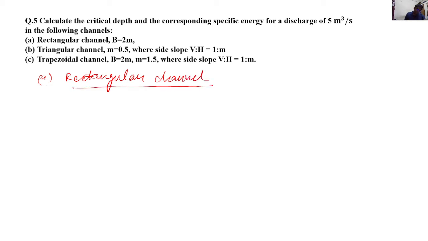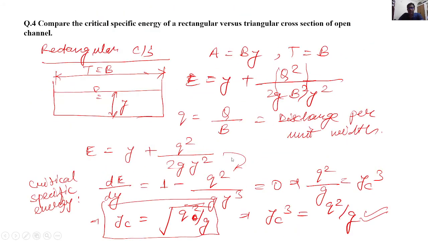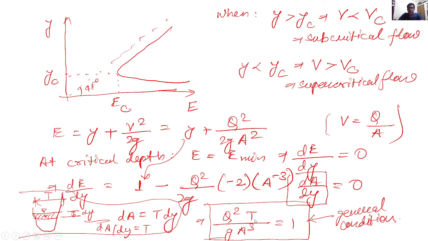What happens for a rectangular channel? We first take the discharge per unit width, that is the small q, which is 5 meter cube per second in this question, divided by b, which is 2 meter, so that happens to be 2.5 meter square per second. So yc will be straight away found by the expression which we just derived, q squared by g to the power 1 by 3. We could also do this using the generalized expression Q squared T by g A cubed equal to 1.